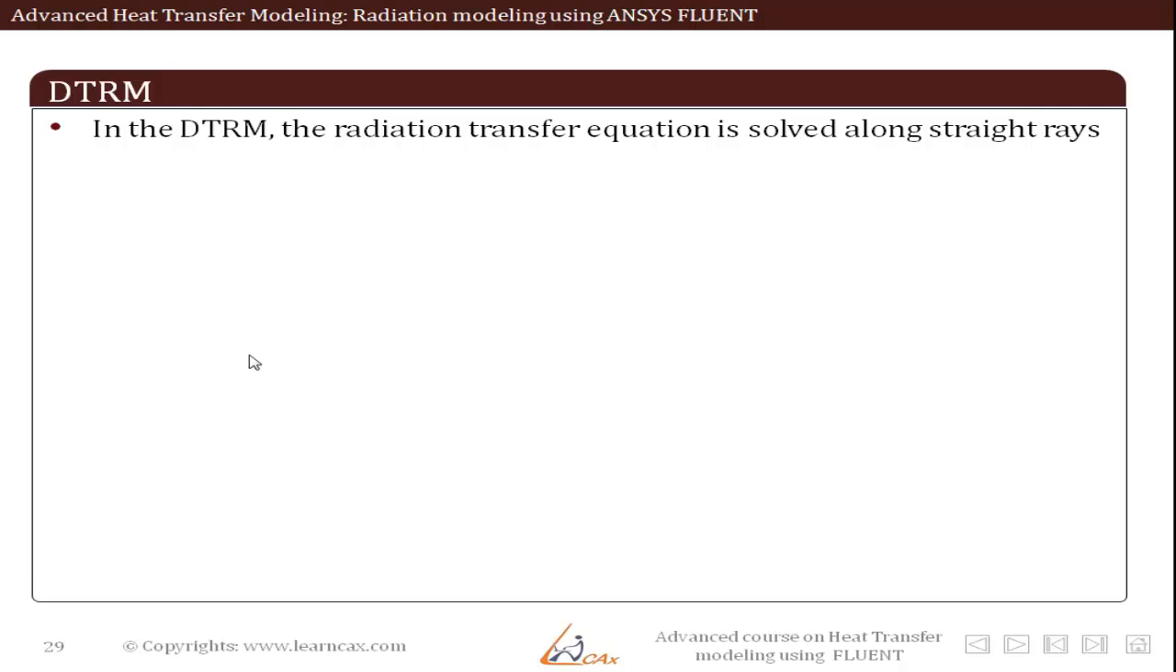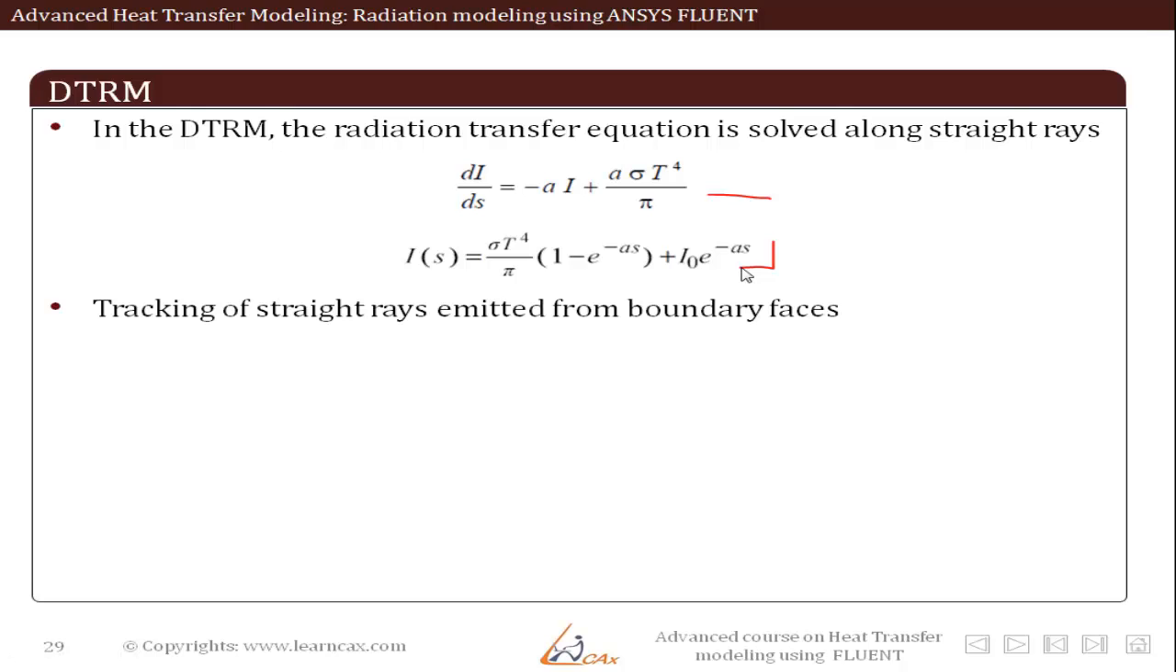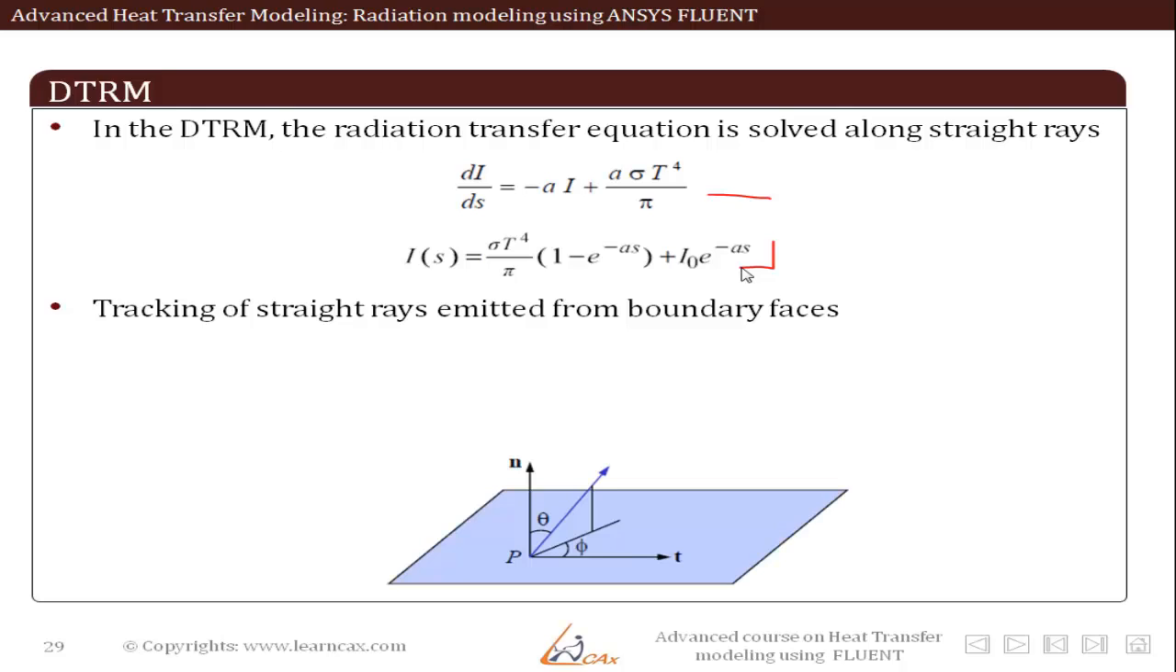So now the radiation transfer equation is solved along a single line or straight line. The DTRM integrates this intensity equation and comes up with this equation now. The integration is done along a series of rays starting from boundary faces. The azimuthal and polar direction coordinates are used to define the rays used in DTRM. When the solver integrates the radiative transport equation, we get what is seen in the second equation shown.